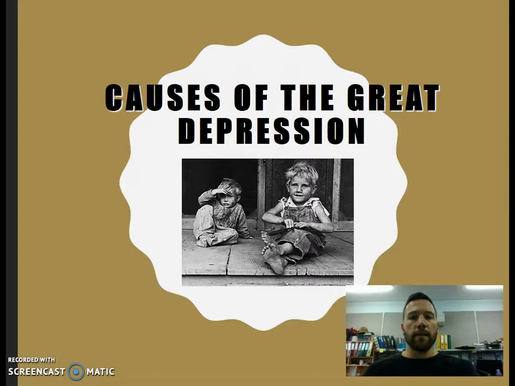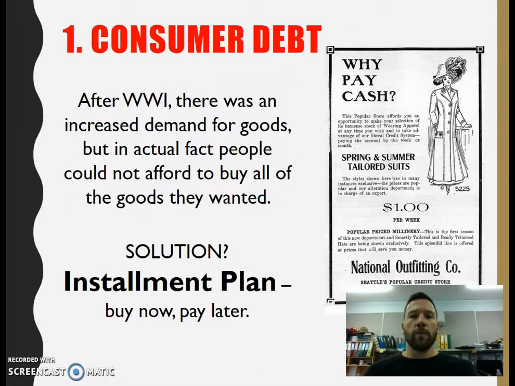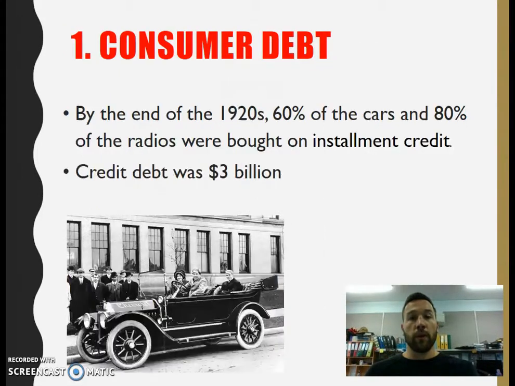And so looking at some causes of the Great Depression, there are a few key causes that we're going to look at one by one. The first one is consumer debt. After World War I, there was an increased demand for goods, but unfortunately most people in America couldn't actually afford to buy them. So what was the solution? They had to buy on credit, which means they got the goods now and paid for them later, much like we'd use a credit card today.